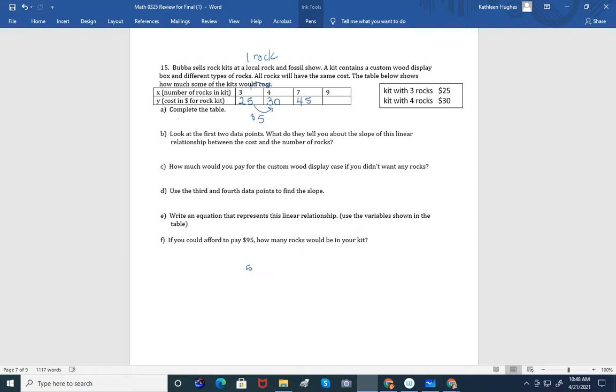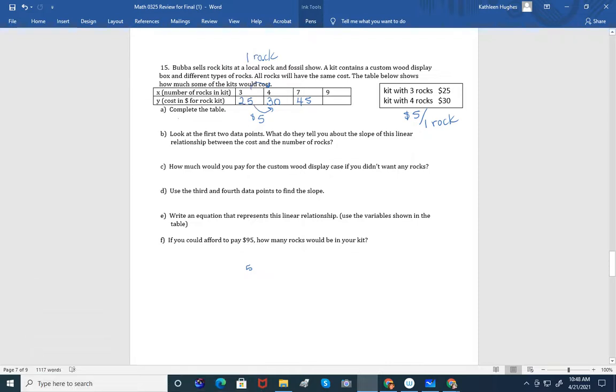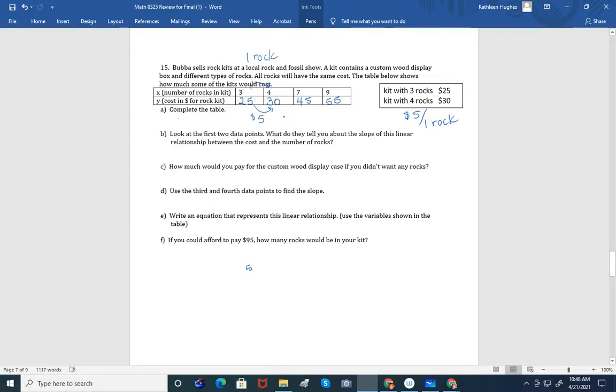Remember, each rock, we've already figured out what that slope is. This information right here is telling us that it costs $5 for 1 rock. Because adding 1 rock brought that price up. So if I add 2 rocks, it's going to be $10. So this will be 55. So we can see we've got the slope.